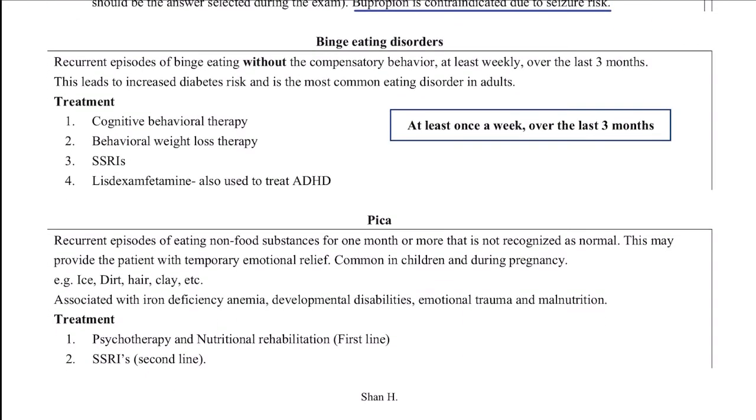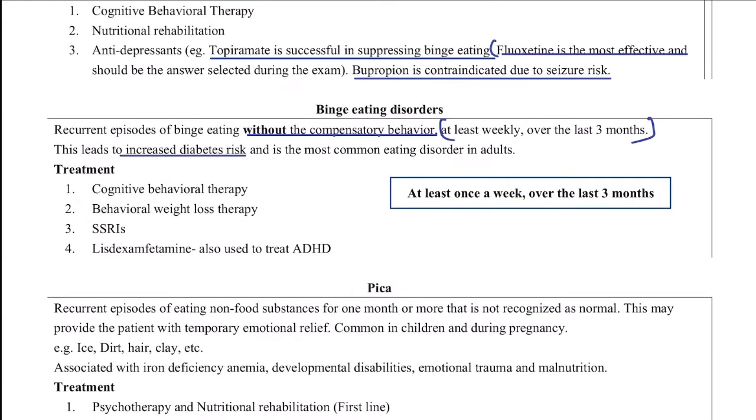Next, binge eating disorder. Recurrent episodes of binge eating without any compensatory behavior. So basically, this is most of the people. And the diagnosis must be at least weekly over the last 3 months. There's obviously an increased diabetes risk and it is the most common eating disorder in adults. They eat, they are worried, okay, I'm growing fat, but they don't do anything crazy to try to reduce this. That's the difference between the other two.